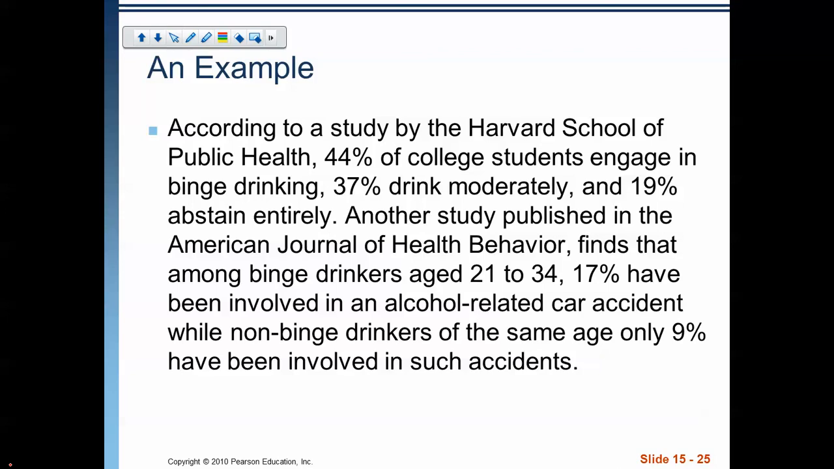Sounds like college. Another study published in the American Journal of Health Behavior finds that among binge drinkers, so given that they're a binge drinker, 17% have been involved in an alcohol-related car accident, while non-binge drinkers of the same age, only 9% have been involved in such accidents. That would be drinking moderately or abstaining entirely.